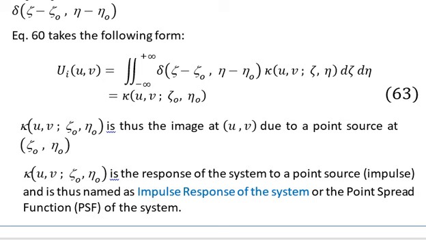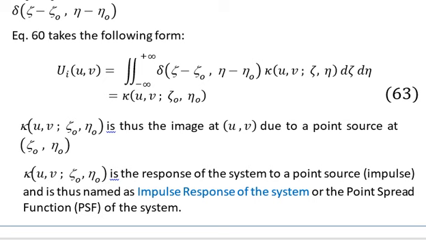We have the field at the image plane, which is equal to kappa of u comma v semicolon zeta naught and eta naught. So from equation number 63 we follow that kappa as a function of u comma v semicolon zeta naught and eta naught is actually the field at the image plane, as is obvious from the left hand side. This is the field at the image plane at the coordinates u comma v due to the input source located at the object plane at the coordinates zeta naught and eta naught.